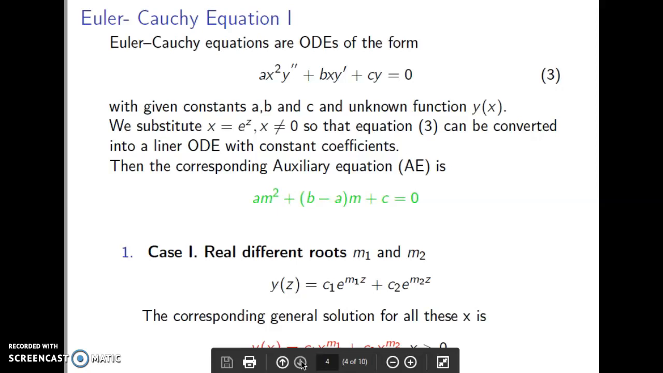Here this is a second degree equation, therefore we have three cases. Case 1, real different roots. Case 2, real repeating root. Case 3, complex roots. In real different roots, say m1 and m2, our solution is y of z equal to c1 e raised to m1z plus c2 e raised to m2z.